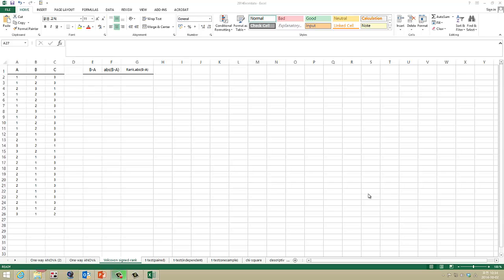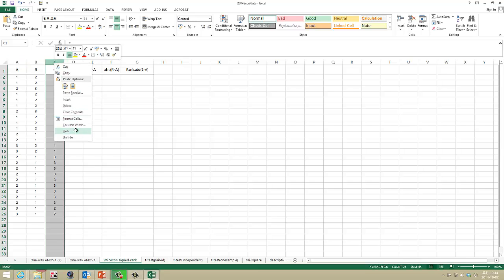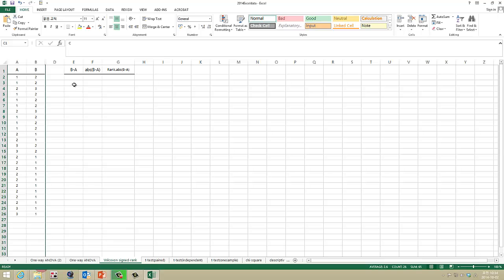Okay, then let me demonstrate to you how to calculate the W and the standard deviation in the Wilcoxon signed rank test. So first, we calculate the difference. Because we focus on the comparison of mean ranks of A and B, we hide the data for Company C temporarily, and we calculate here B minus A.